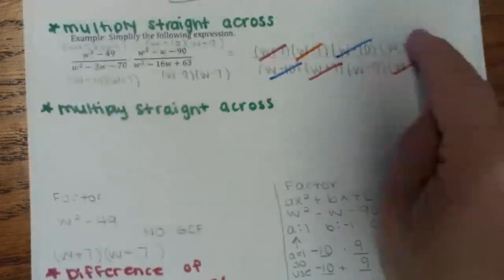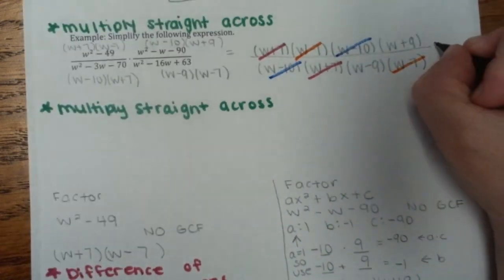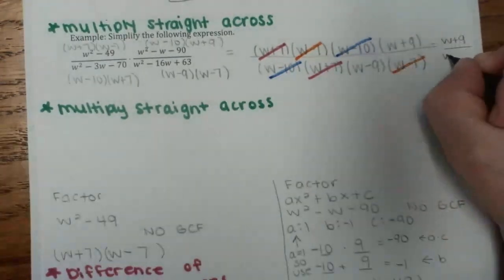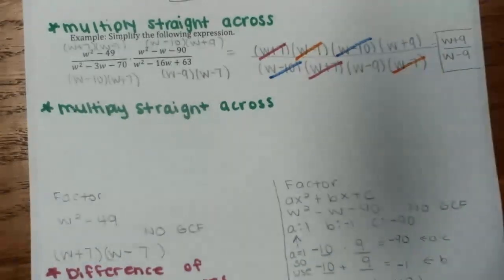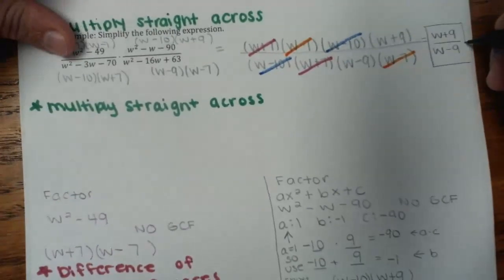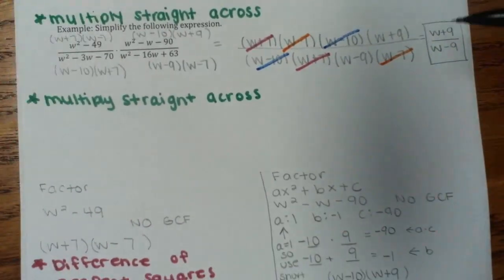So these aren't exactly the same factors, so those don't cancel. So we're left over with w plus 9 up top. And then on the bottom, w minus 9. They're similar, but they're not exactly the same factor, so our factors cannot cancel here. So we're done. Our final answer is w plus 9 over w minus 9.